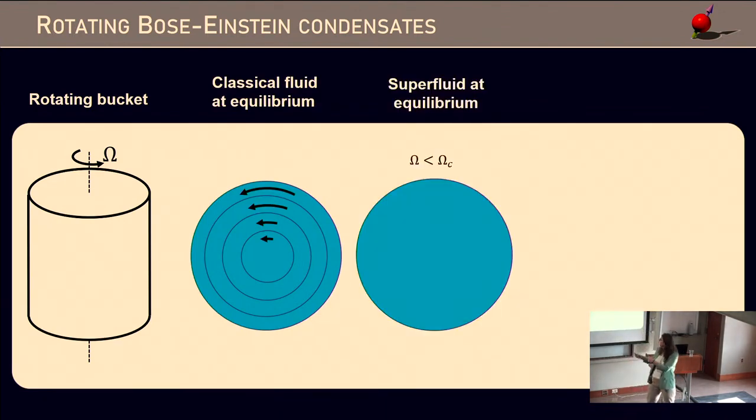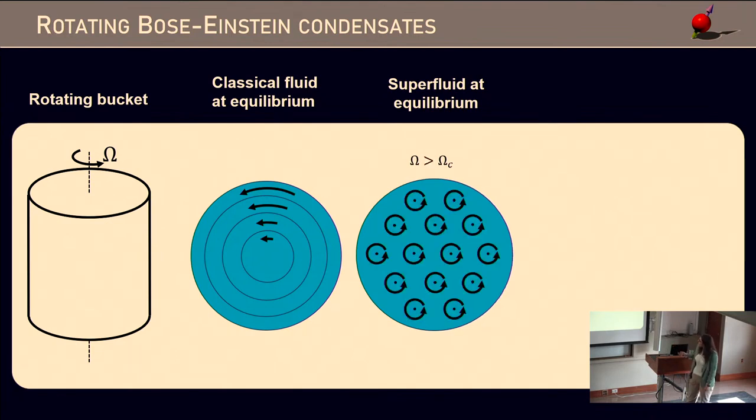If instead we put a superfluid and we rotate the bucket, let's say, under a certain critical value, we would see that this superfluid, if the bucket is cylindrically symmetric, would not rotate at all. And if we increase the angular frequency above a certain critical value, we will see that the system will develop some topological defects inside that are called quantum vortices. And the number of vortices is proportional to the angular frequency of the system.